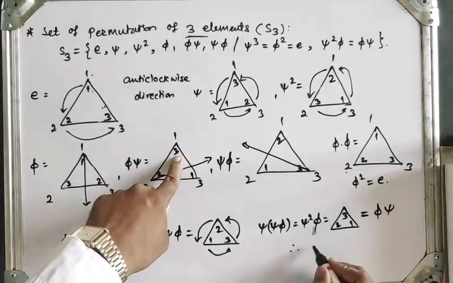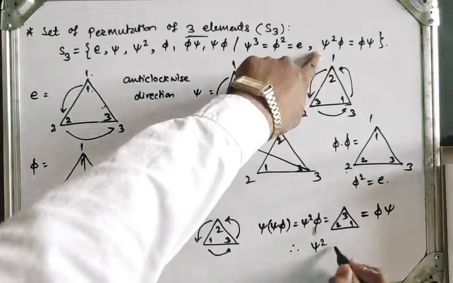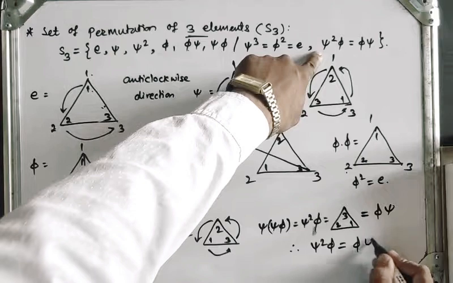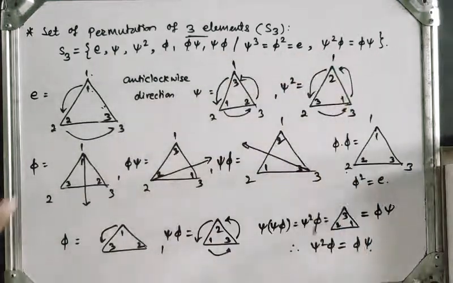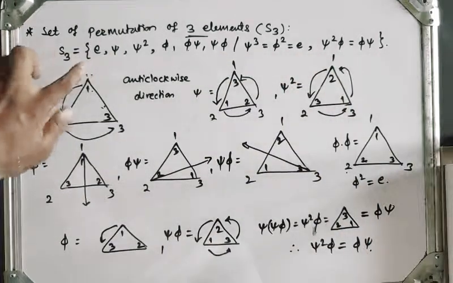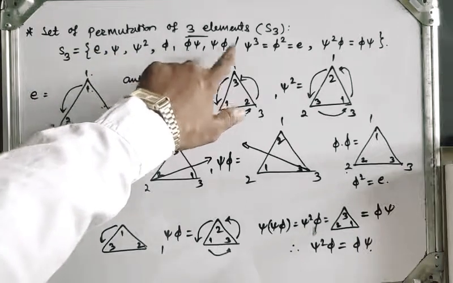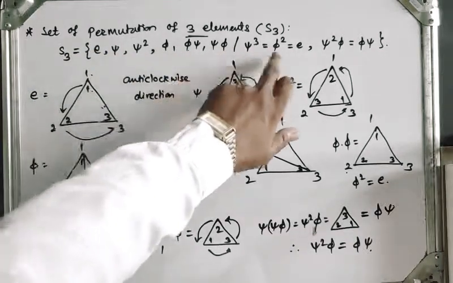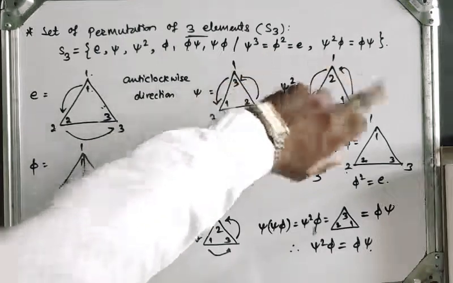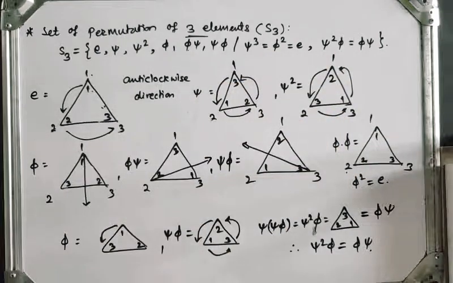Therefore psi square phi is the same as phi psi. This is the property for the set S3. So S3 is equal to identity, psi, psi square, phi, psi phi, such that psi cube is equal to phi square is equal to identity, and psi square phi is equal to phi psi.